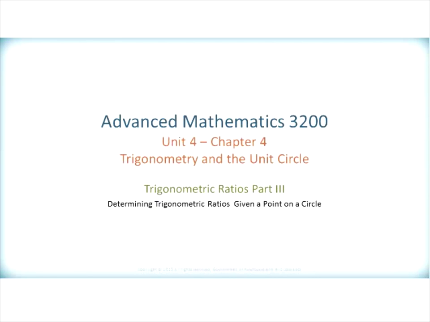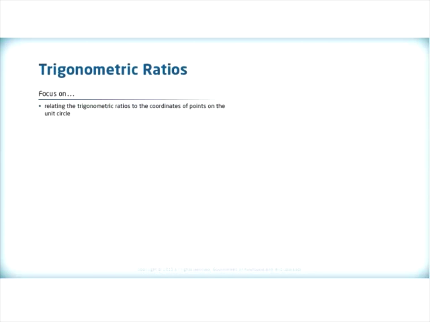Okay, in this session we're going to have a look at Unit 4, Chapter 4, Trigonometry in a Unit Circle, Trig Ratios Part 3, looking specifically at determining trigonometric ratios given a point on a circle. As we said, we're going to focus on relating the trigonometric ratios to the coordinates of points on the unit circle. We'll also have a look, by the way, at points not on the unit circle as well.